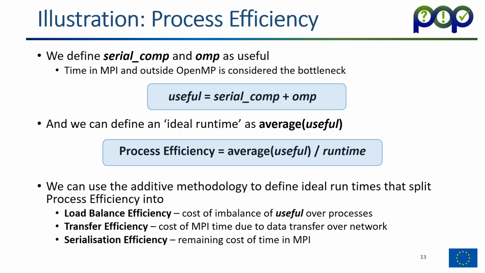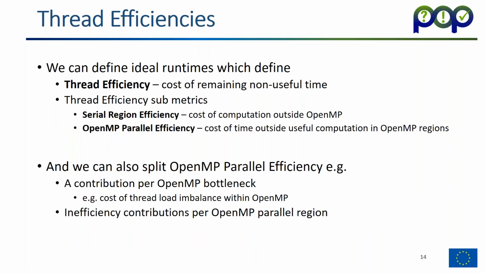So we can split process inefficiency into child metrics, and it's fairly easy to do this to define a load balance efficiency, which measures the imbalance of useful over the processes, a transfer efficiency, which measures the cost of MPI time due to data transfer of the network, and a serialisation efficiency, which measures the remaining time cost inside MPI. And we can continue this process to define a thread efficiency, which measures the cost of the remaining non-useful time once we've considered the process inefficiencies.